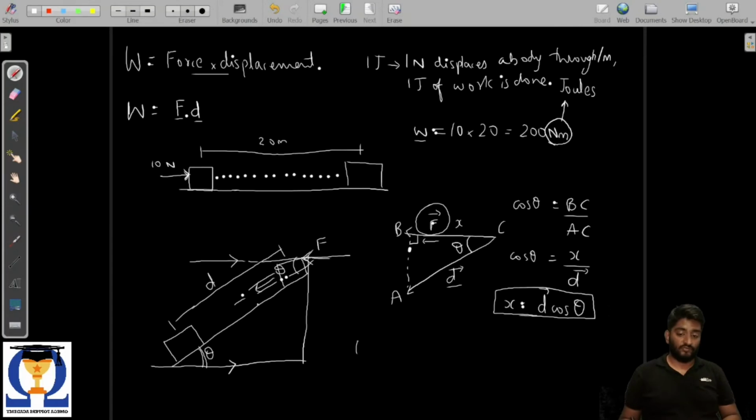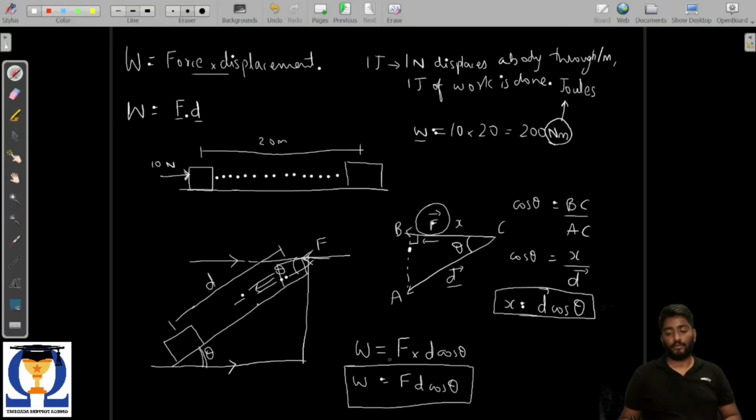So based on the definition of work done, I have work done is equal to force into the displacement along the direction of the force. But the displacement along the direction of the force is d cos theta. So my work done is given by F d cos theta. The symbol d that I've chosen is just arbitrary, and you can also use the symbol S for displacement. So the work done will be F S cos theta.